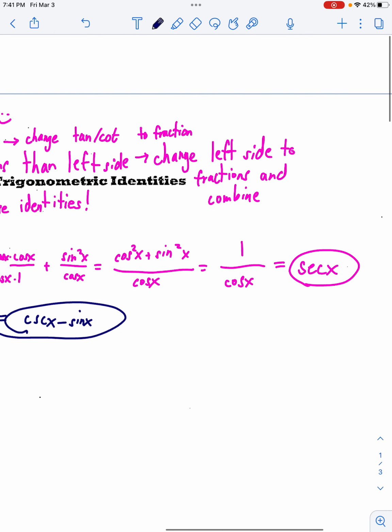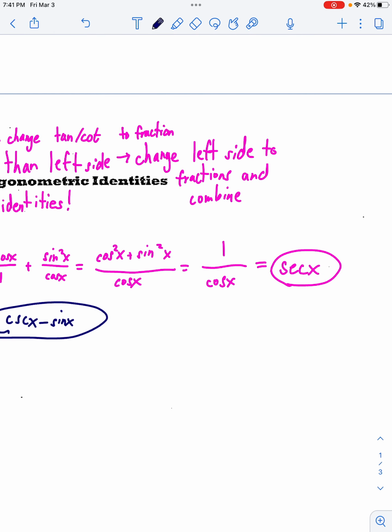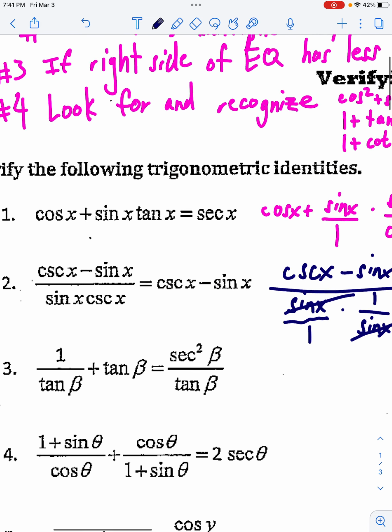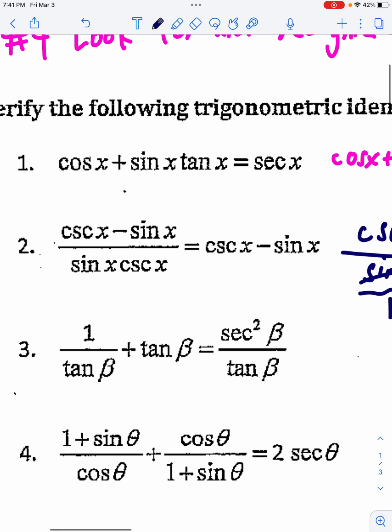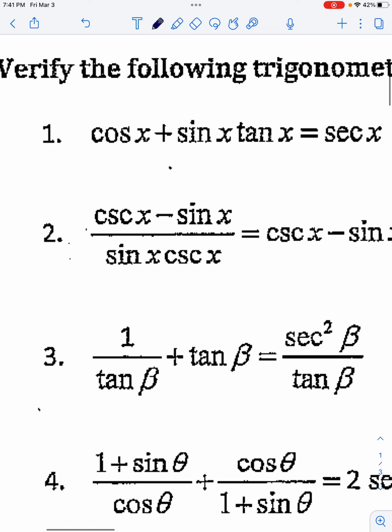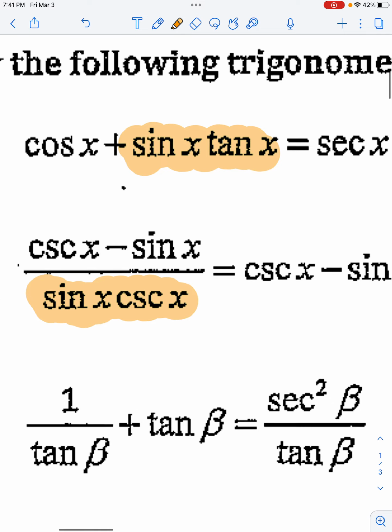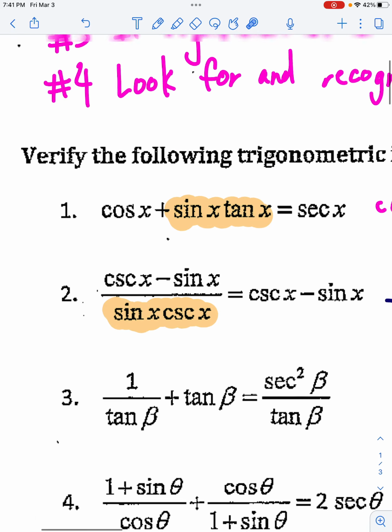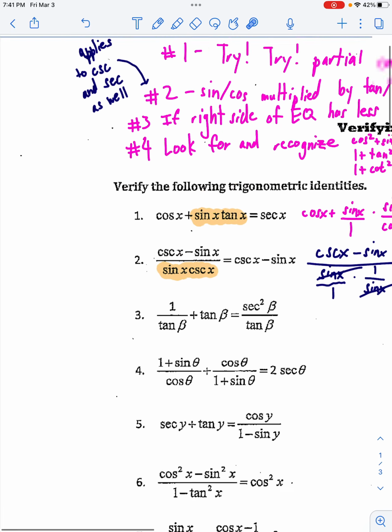What's nice about these, since they're proofs, is if you get them right, you can be automatically 100% certain that you got the answer to the problem. That's what's nice about them. A lot of you guys struggled with this one. It was a simple one-stepper. I really want you guys to recognize stuff like this. When you multiply a sine by a tangent or a sine by a cosecant, when you see two functions multiplied together like that, you're oftentimes going to want to change the tangent or cosecant to a fraction.